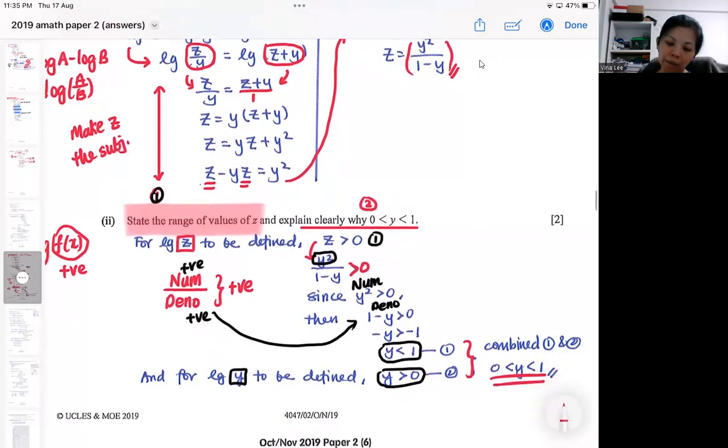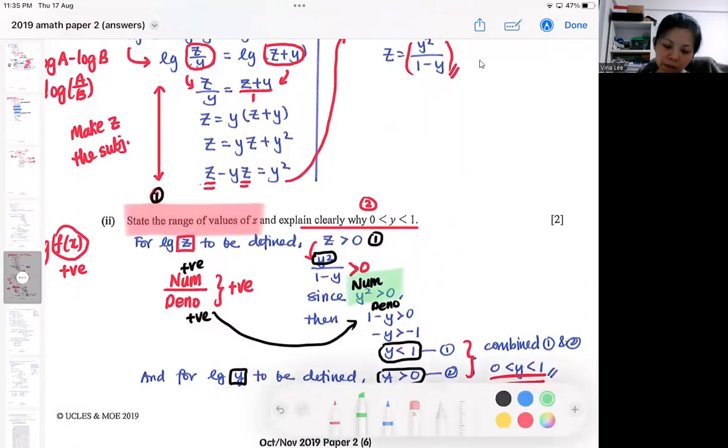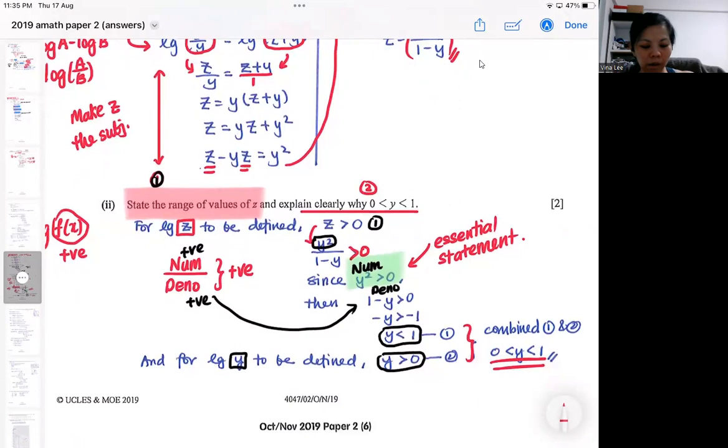That's why I must explain that the numerator is already positive. This is an essential statement. If you do not write this, you will get marks deducted. You will need to explain that the numerator is a function that is always positive. And then subsequently, I need the denominator to be positive, so the whole fraction ends up being positive. And I also combine with the concept on log y. So I also need log y to be defined. That's why y has to be positive.